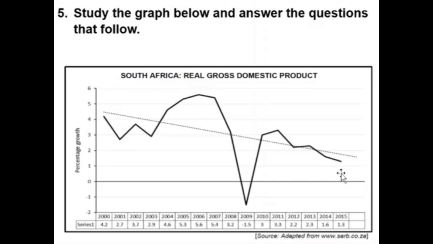Good. I want to show you something that I've seen in the past 2 years that they ask. In your data response, the first 2 questions are lower order. Everybody should be able to answer that in the question paper. And they have asked in the past paper, who publishes this information? But can you see here at the bottom, it says the source. So where did we get this from? It says there, the South African Reserve Bank.